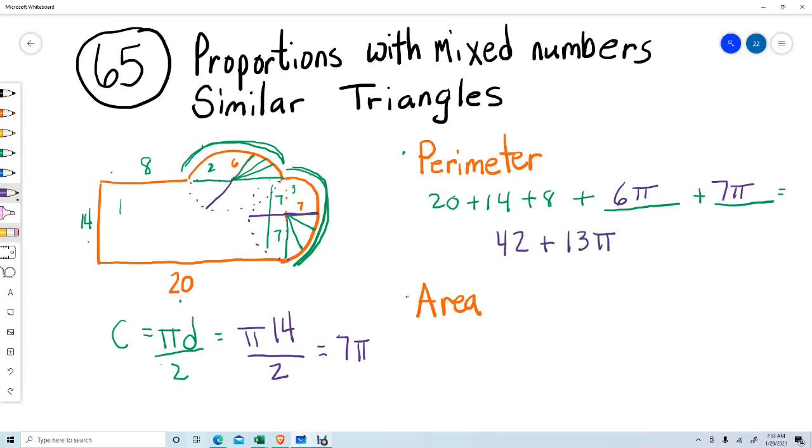Okay, don't try to add your constants, that is your standalone numbers here, with your pi. Those cannot be added together. They have to be separate.